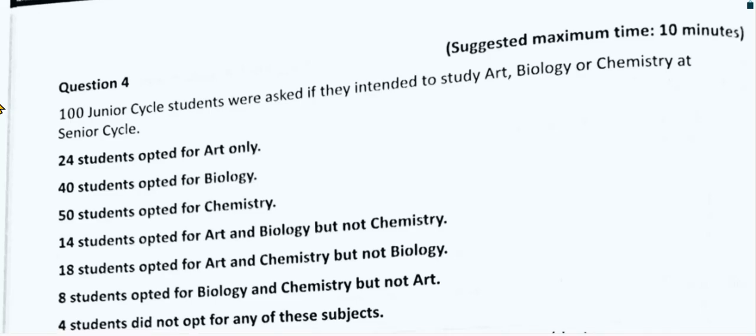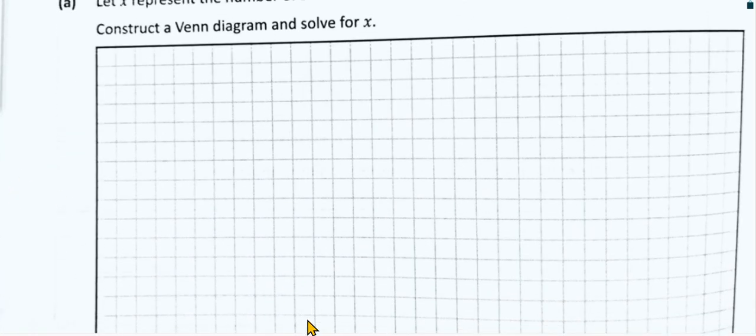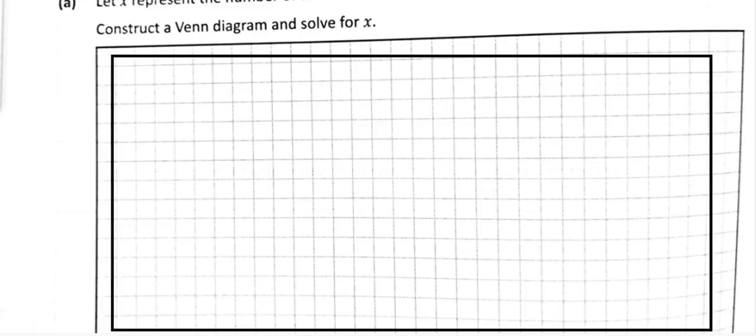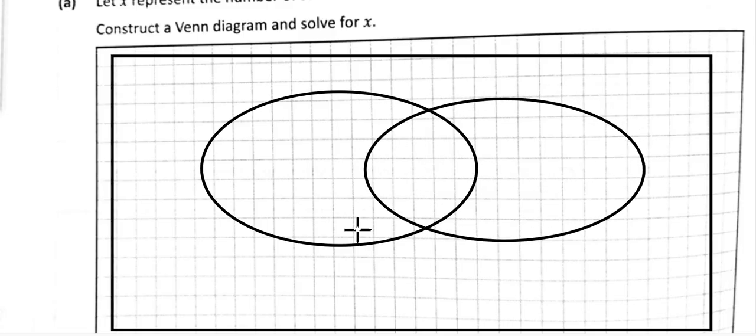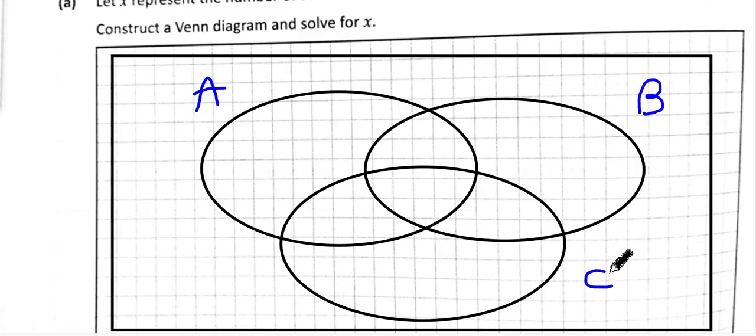...were asked if they intended to study art, biology, or chemistry for senior cycle. So what we're going to do straight away is I'm going to draw myself a rectangle, like so. Big old rectangle. And then I'm going to draw three of these circles. There we go. I'll label them A, B, C. Is that okay, everybody? A, B, C.